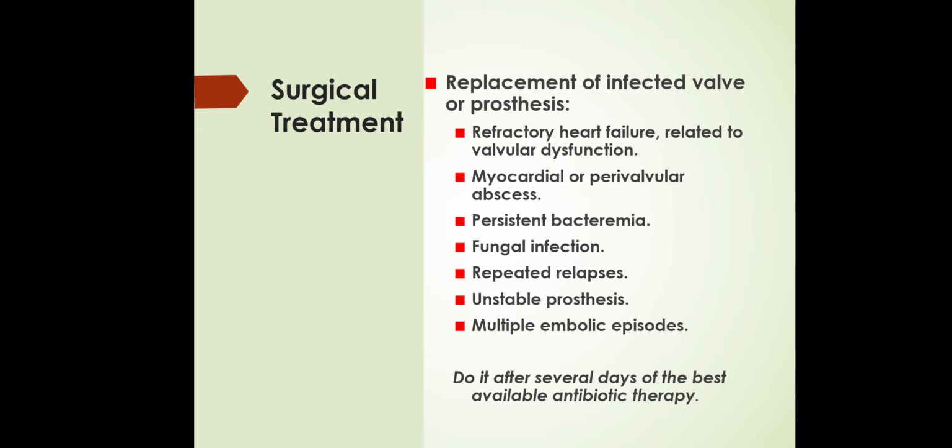Surgical treatment, when needed, is always composed of replacement of the infected valve with a prosthesis. If the infection is on a previously implanted prosthesis, it should be removed and a new prosthesis implanted. Surgical treatment is indicated in refractory heart failure cases, in myocardial or perivalvular abscess, in persistent bacteremia, in fungal infection, in repeated attacks, in unstable prosthesis, in multiple embolic episodes. Do it after several days of the best available antibiotic coverage, not before.